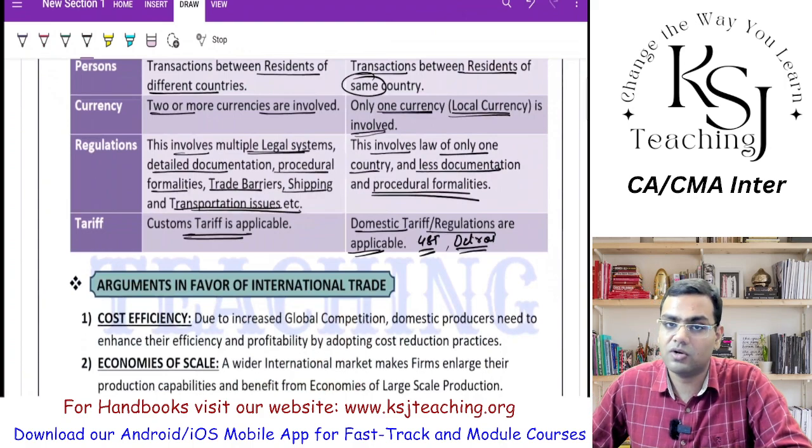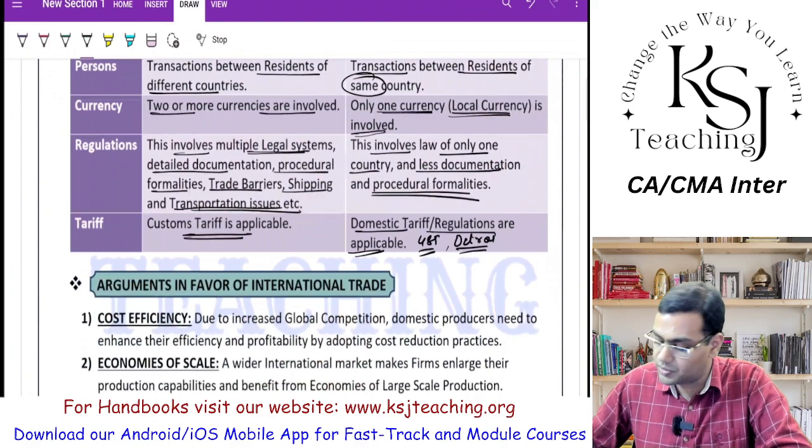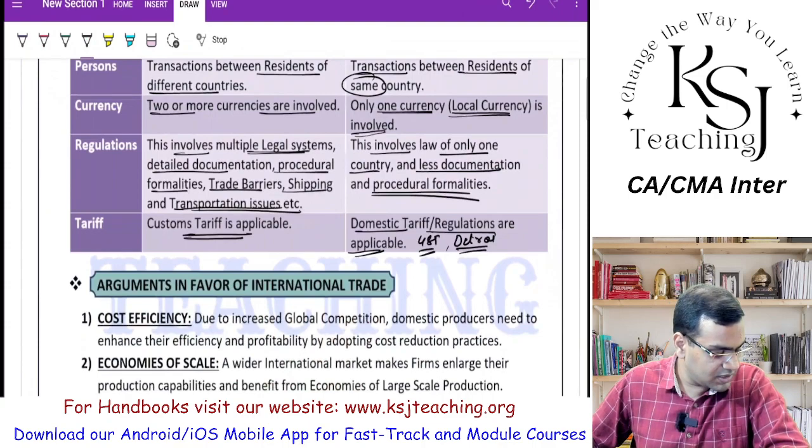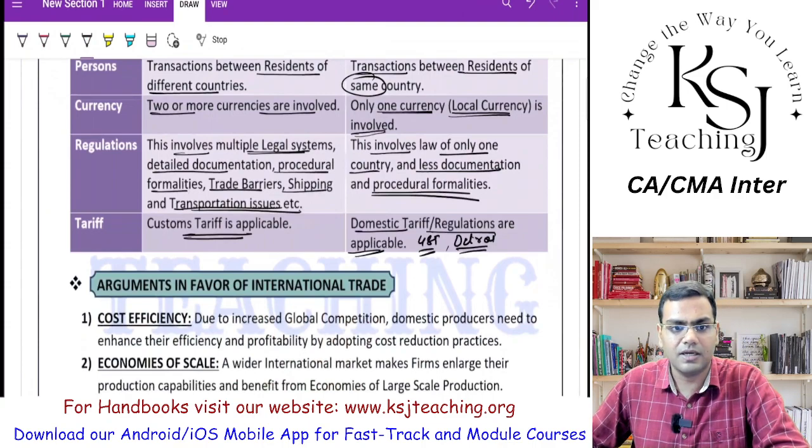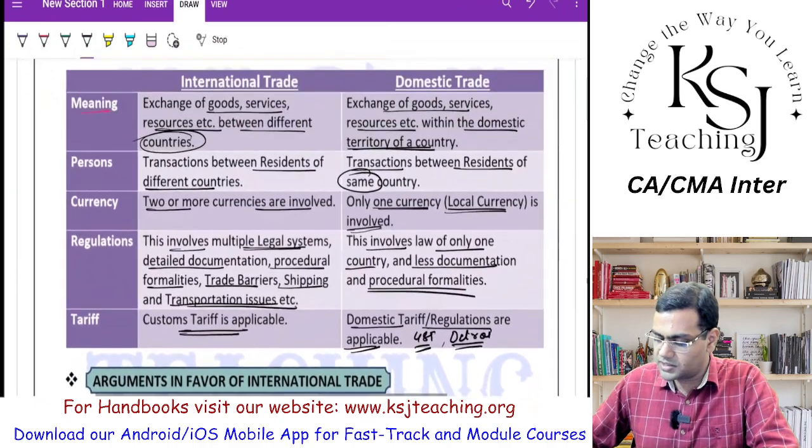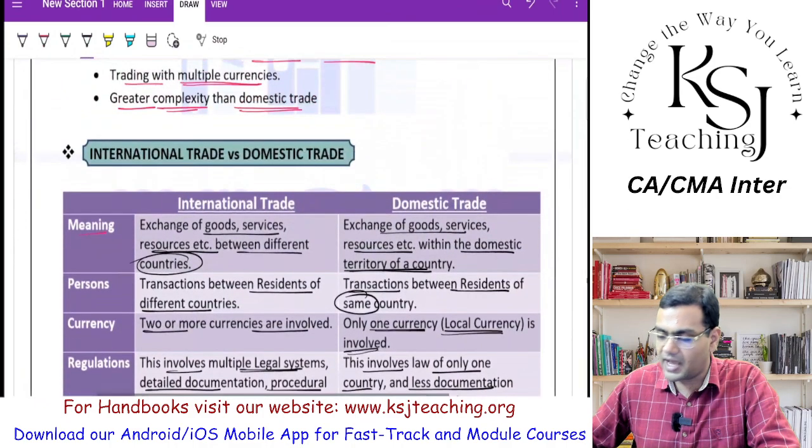And if you are going across the nation, then you will have to pay customs duty on that, right? You must be studying customs duty, isn't it? So that is all there, right? So that is international trade and domestic trade.